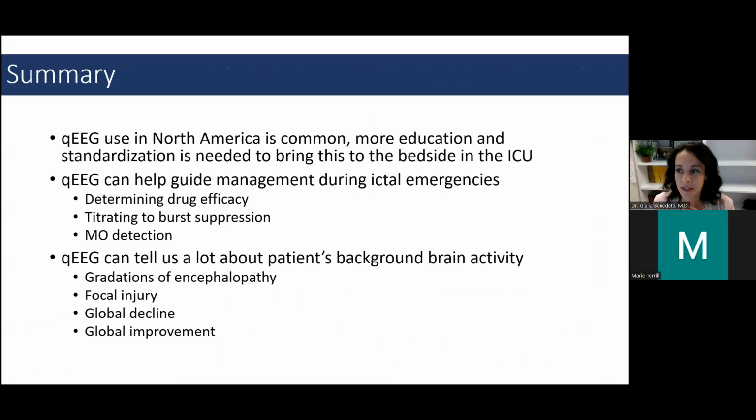I hope I've showed you ways that quantitative EEG is helpful in managing ictal emergencies, from determining drug efficacy and mechanisms that might help your patients, to titrating to burst suppression, and this really interesting entity of macroperiodic oscillations. And then you can use quantitative EEG for background assessment as well: different gradations of encephalopathy, detection of focal or hemispheric injury or dysfunction, global decline, and then global improvement.